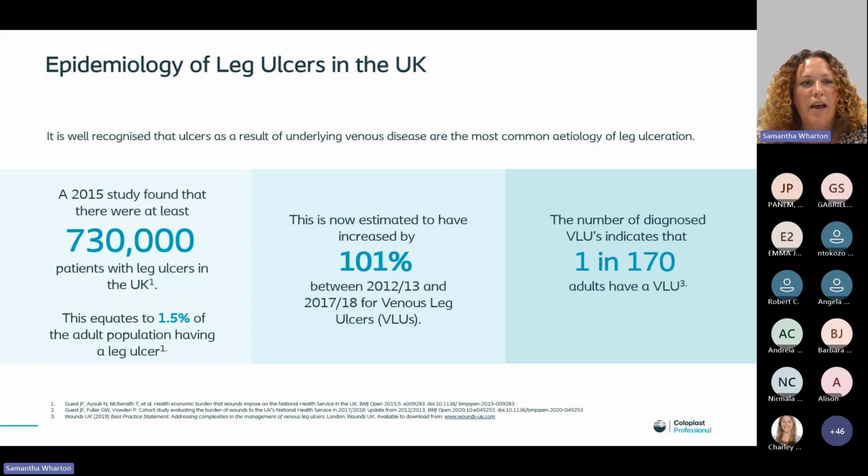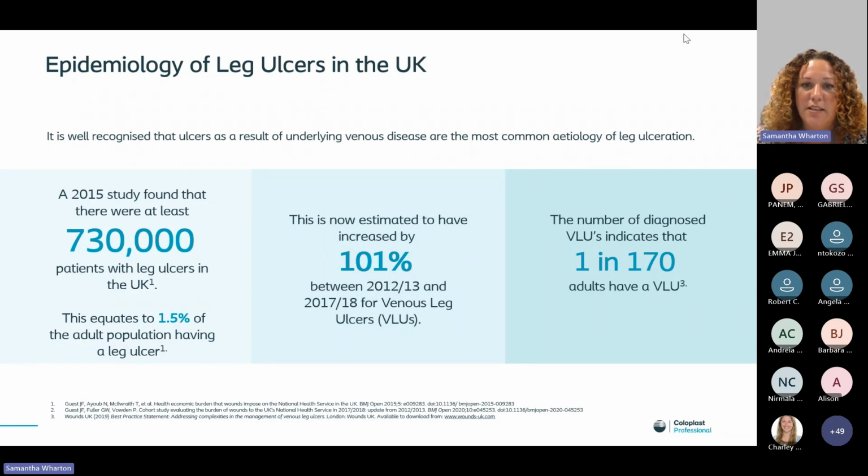So just looking a bit at the epidemiology of leg ulcers in the UK, it's well recognised, and we know that venous disease is the most common etiology of leg ulceration. A 2015 study found that at least 730,000 patients in the UK have leg ulcers. So that's 1.5% of the adult population. When you think about that, lots of people are affected by leg ulcers.